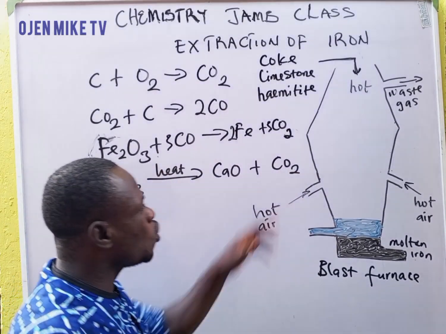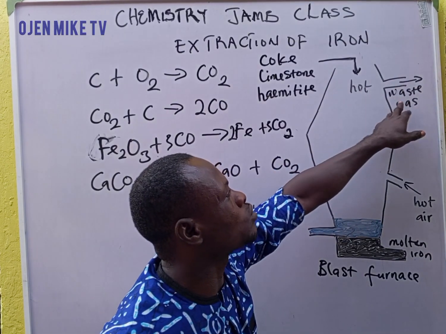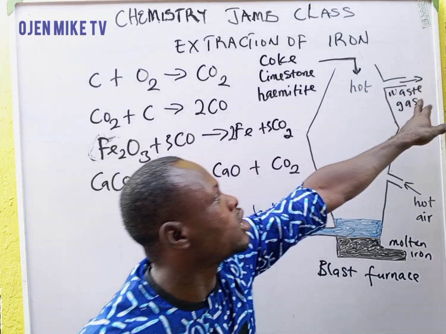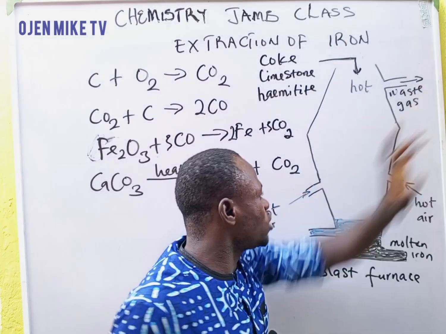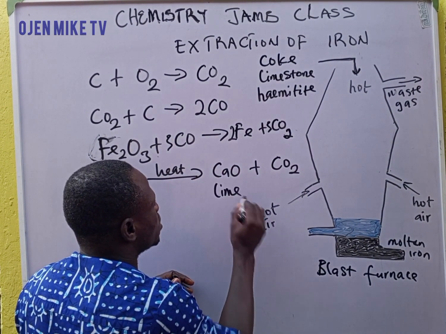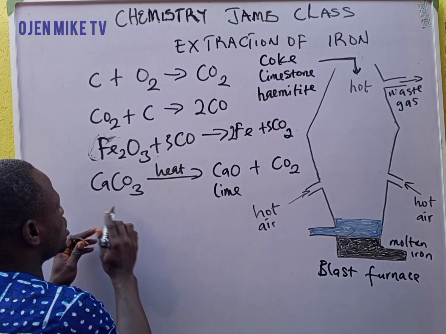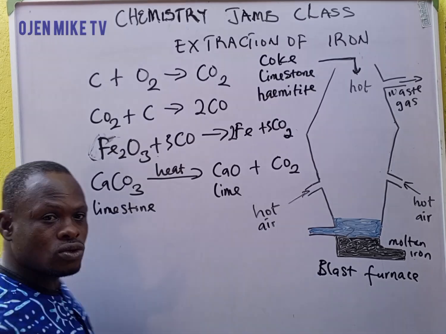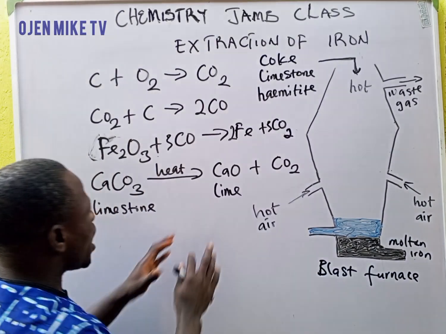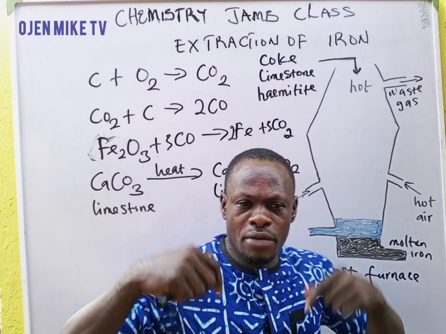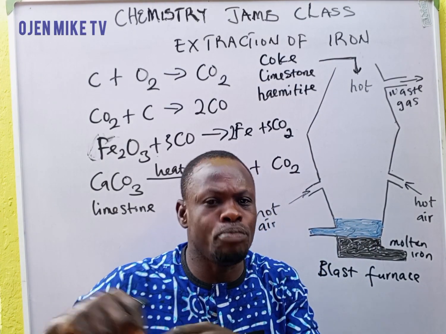CO2. Now this CO2 will go out as what? A waste gas. Any that is not used in the blast furnace will go out as waste gas in this tunnel here. Now this calcium oxide is lime. Why is this one the what? Limestone. Limestone. Are you following? Now remember the function of the limestone is to remove impurities.